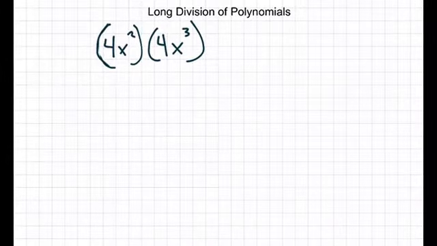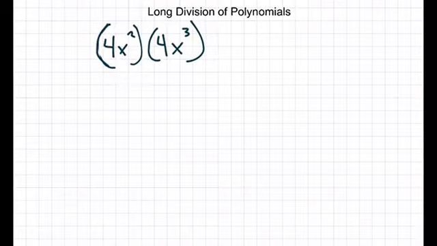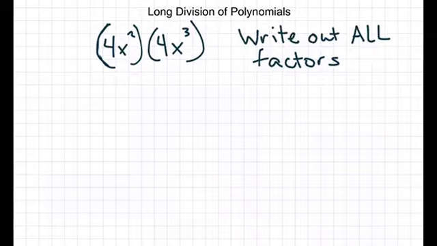So in this lesson we are continuing with long division, but we're going to focus on polynomials. We're going to start just with these two factors. I want to write out all the factors that are a part of this multiplication problem. So I'm not breaking down the 4's into factors because what we're going to focus on here is what happens with our variables when we start multiplying and dividing.